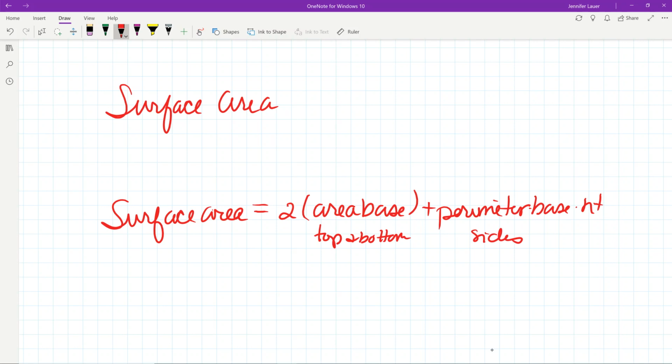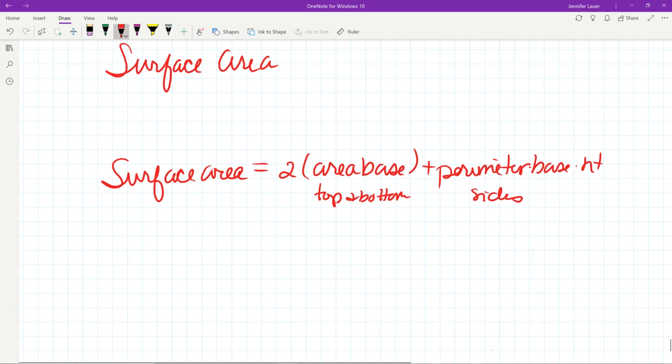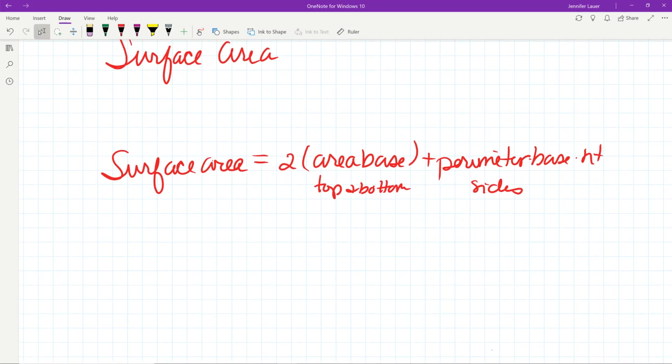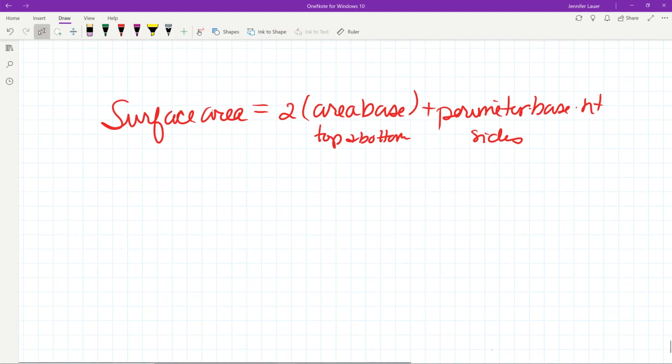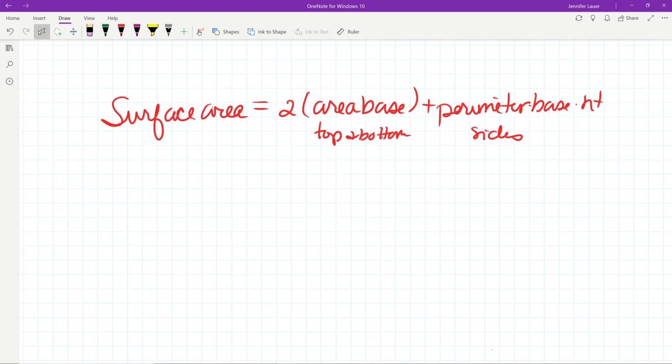So let me give you a couple of examples. Now I want you to understand that your base is whatever shape carries through. So if you have a triangular prism, then you're going to be talking about the triangle as your base. If you have a cylinder, then a circle is your base. So let's just do a couple to make sure that this sets with you okay.